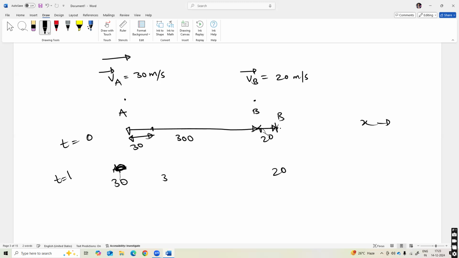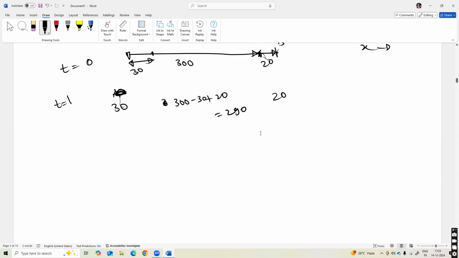So the distance between them will become, from this point to this point, the distance was 300. Now A has traveled 30, so the new location of A with the initial position of B will be 300 minus 30 plus 20, as B has traveled 20 meters. So it will become 290 meters. Since the velocity of B is less than the velocity of A and they are moving in the same direction, A will catch B at some point.